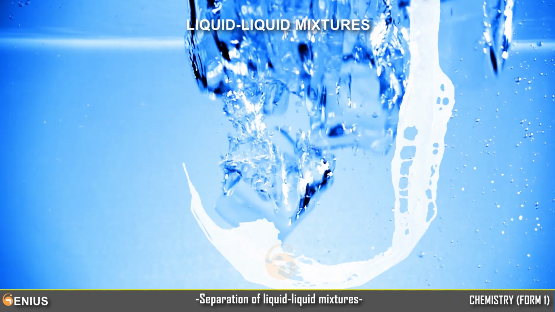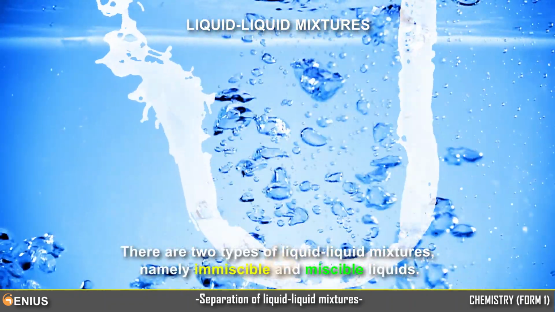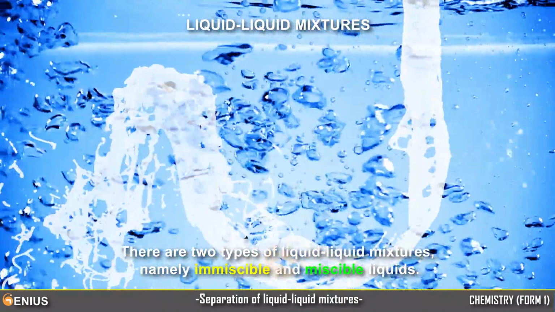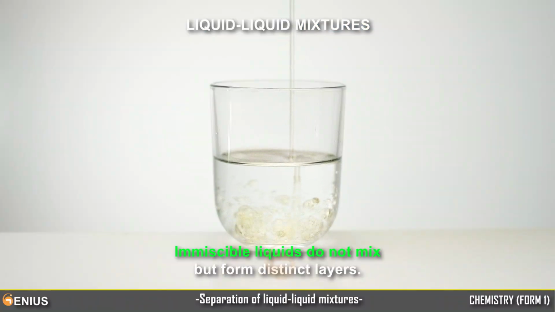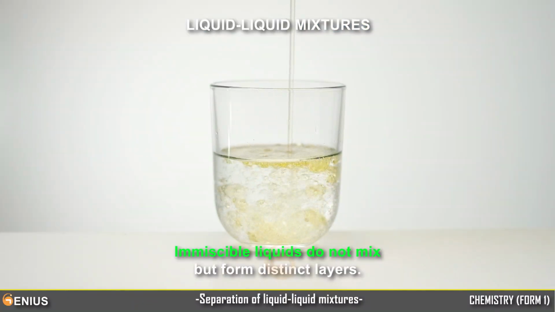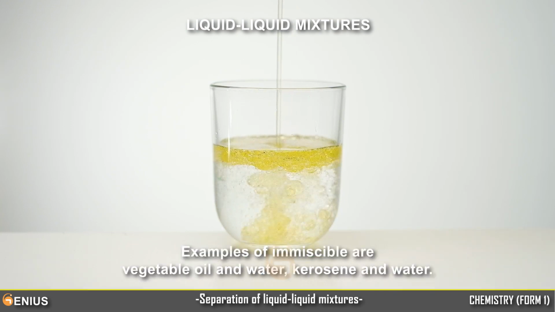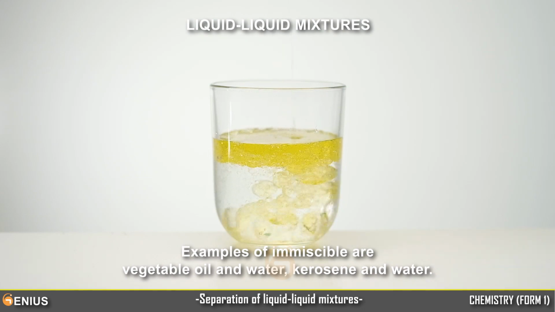Liquid-liquid mixtures. There are two types of liquid-liquid mixtures, namely immiscible and miscible liquids. Immiscible liquids do not mix but form distinct layers. Examples of immiscible liquids are vegetable oil and water, kerosene and water.